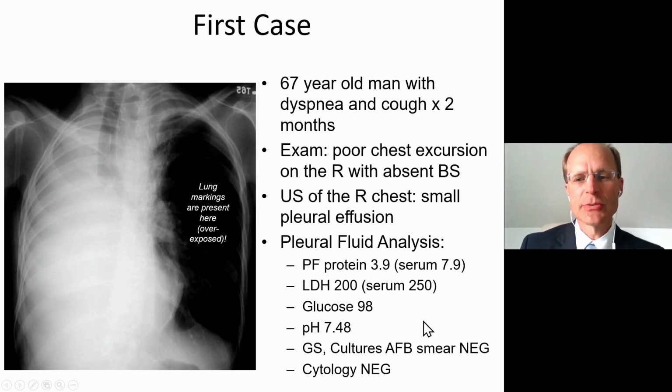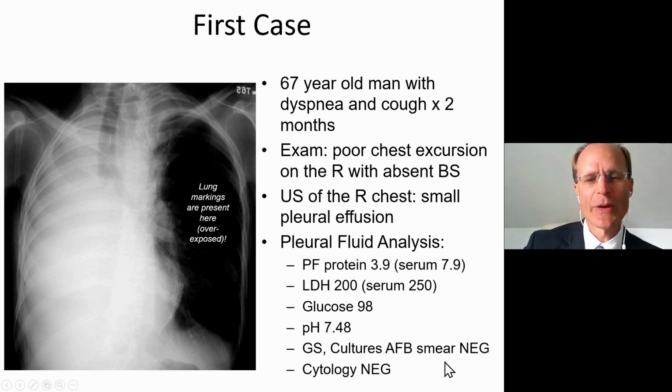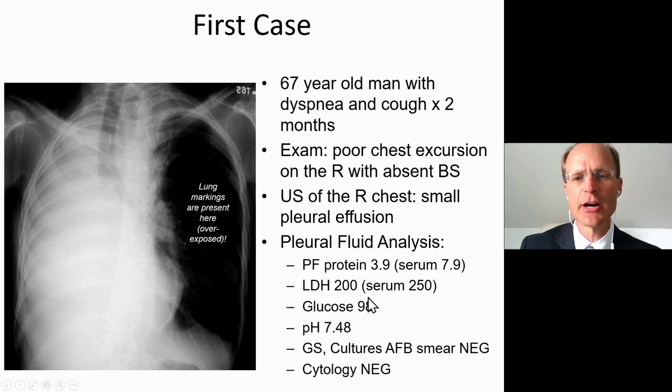I'm going to jump right into an interesting first case to sort of wake everybody up. It's a bit atypical. It's a 67-year-old man with dyspnea and cough for 2 months, has poor chest excursion on the right. Ultrasound of the right chest reveals a small pleural effusion. And on chest x-ray, lung markings are present here. So this is not a tension pneumothorax. There's lung expanded here, yet the trachea is shifted towards the right, the side of the pleural effusion.